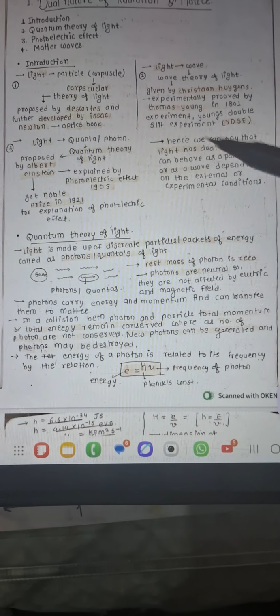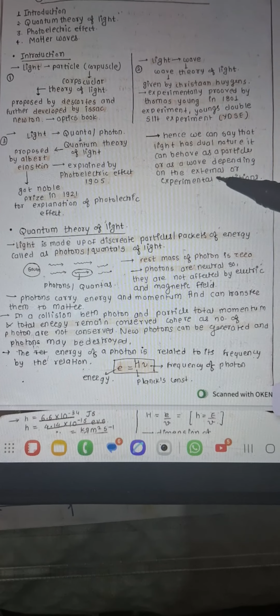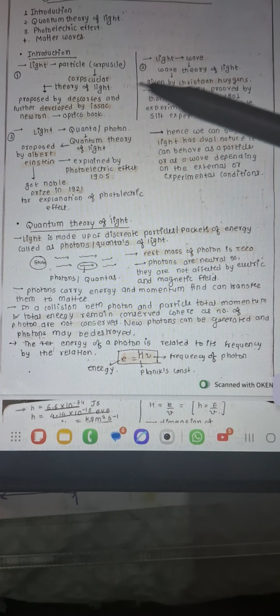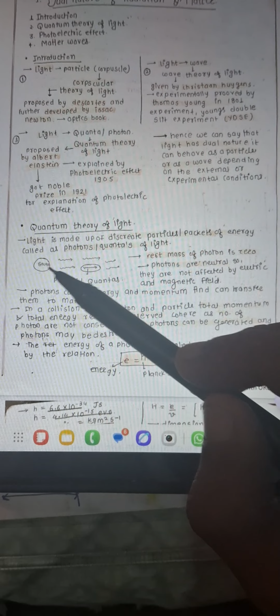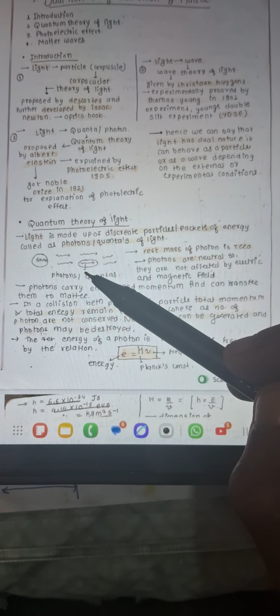Compiling all these 3 aspects, we can say that light has dual nature. It can behave as a particle as well as a wave depending on the external or experimental conditions. So that is regarding the introduction. Now let's begin with the quantum theory of light. According to this theory, light is made up of discrete particles or packets of energy called photons. Suppose this is a source of light emitting light. Consider one photon, or packet of energy, which we call a quantum.